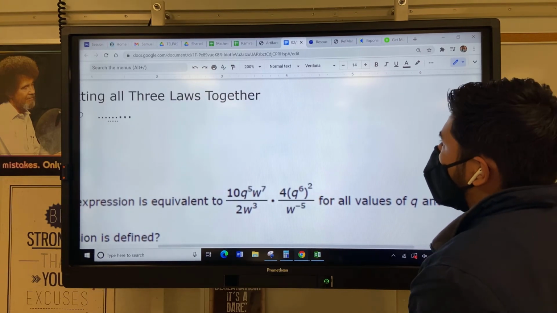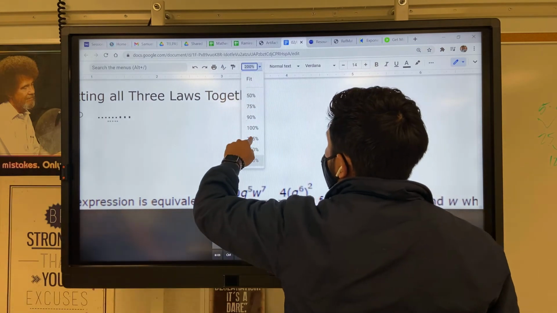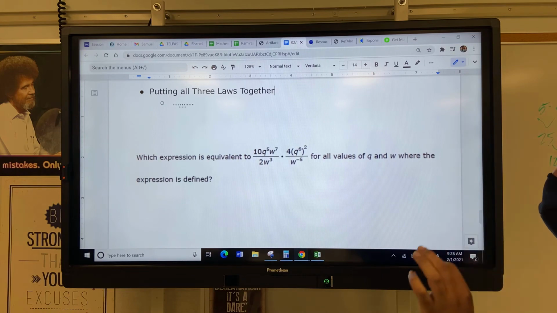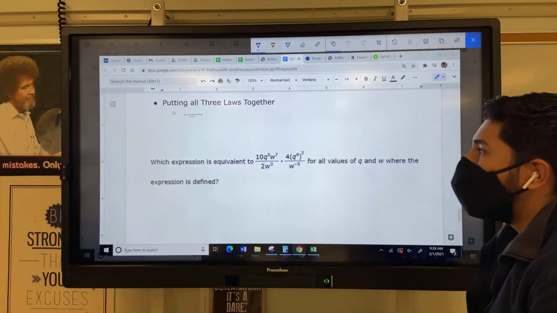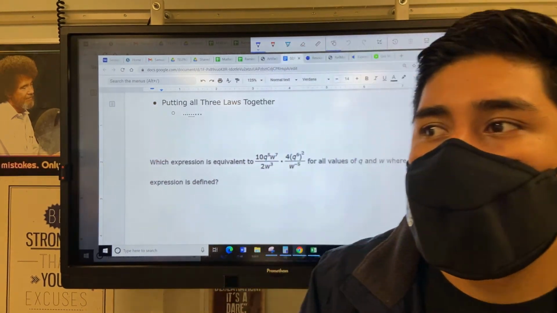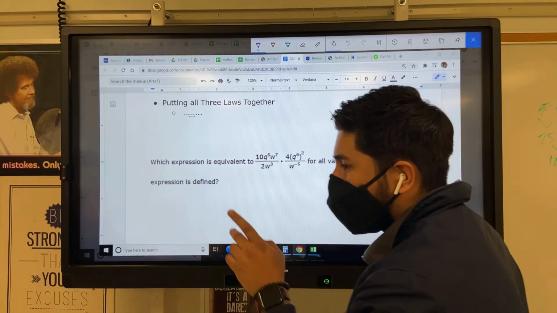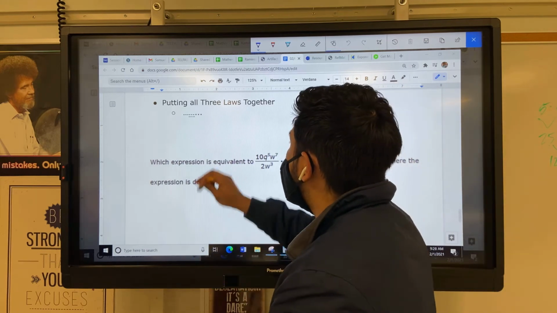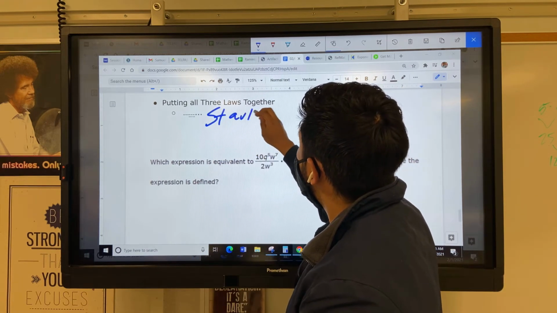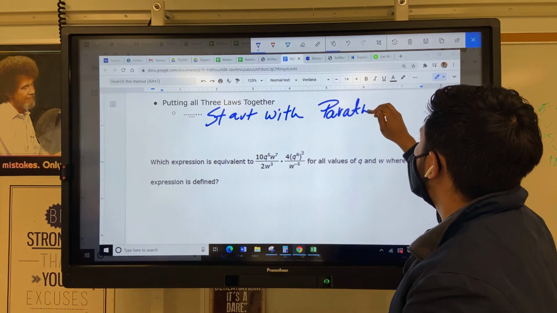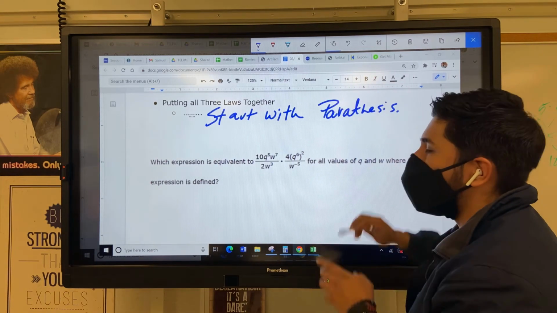And the last one. This is the mother of them all. This is the difficult point. Putting all 3 laws together, ladies and gentlemen. Putting everything together. I put dot dot dot right here because you can start this any way you want basically, but my thing to go with, start with the parentheses. Get rid of the parentheses, and then you could do all your laws in whatever order.